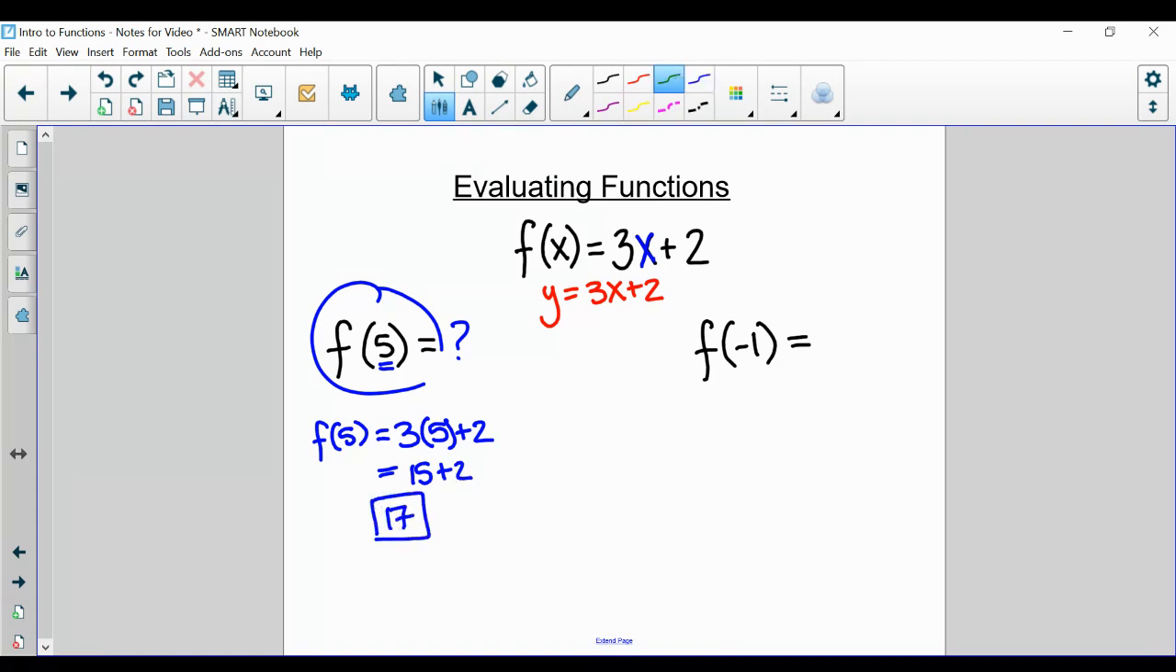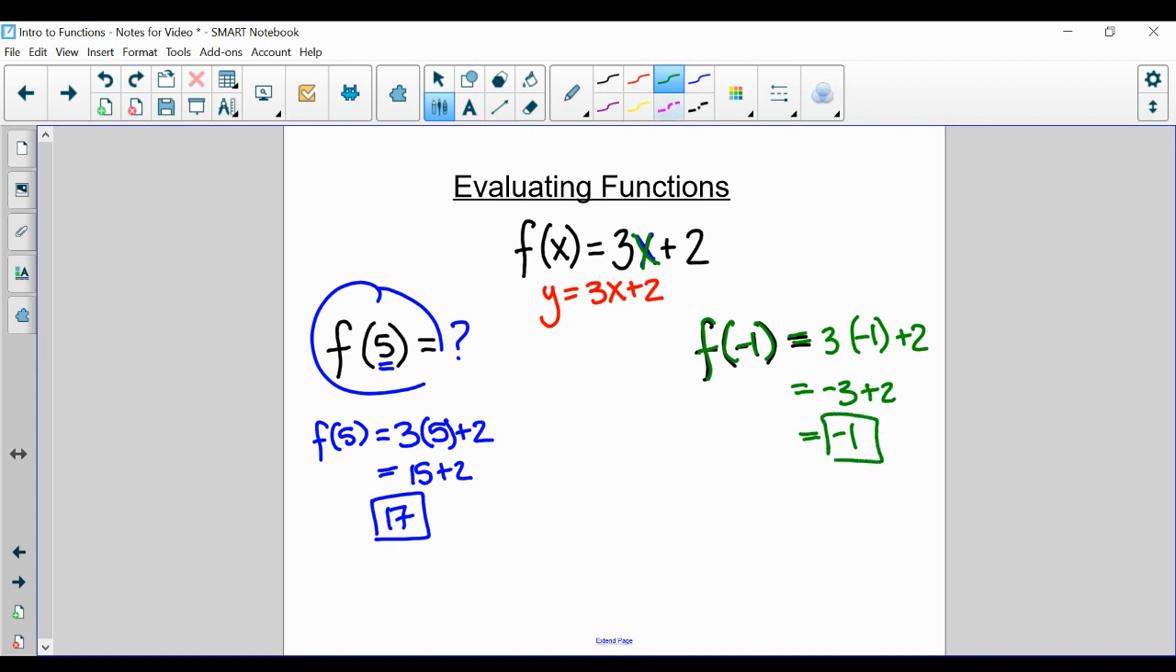Okay? Here, this is saying, okay, well, what about f of negative 1? Instead of me plugging in 5, I'm plugging in negative 1 now for x. So I would say 3 times negative 1 plus 2. So I would have negative 3 plus 2. So my answer here is negative 1.